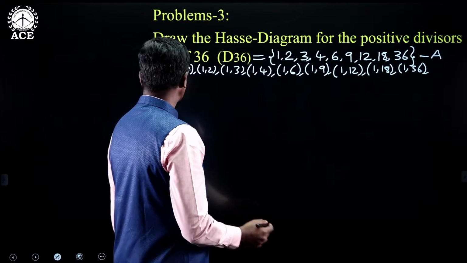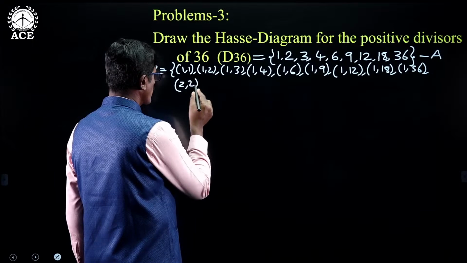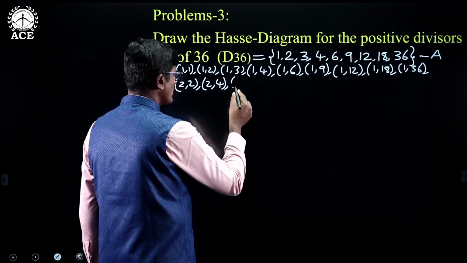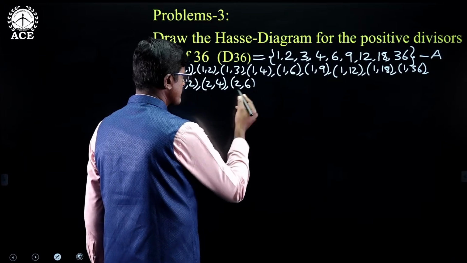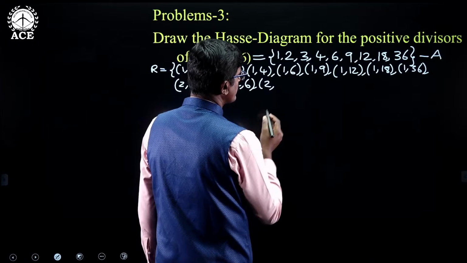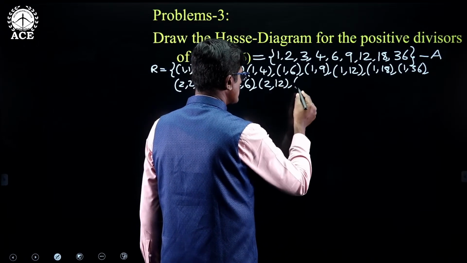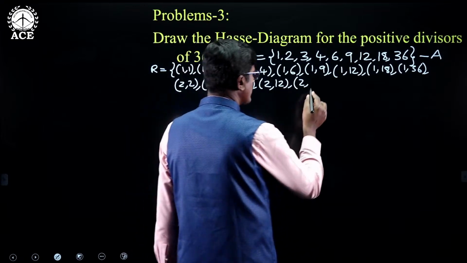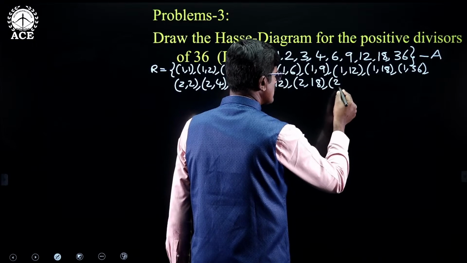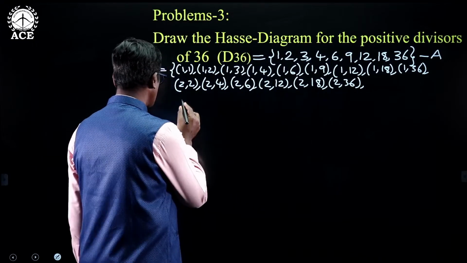Comma. Next I am taking the second element 2. 2 divides 2. 2 divides 4. 2 divides 6. Next 2 divides 12. Next 2 divides 18. Next 2 divides 36.